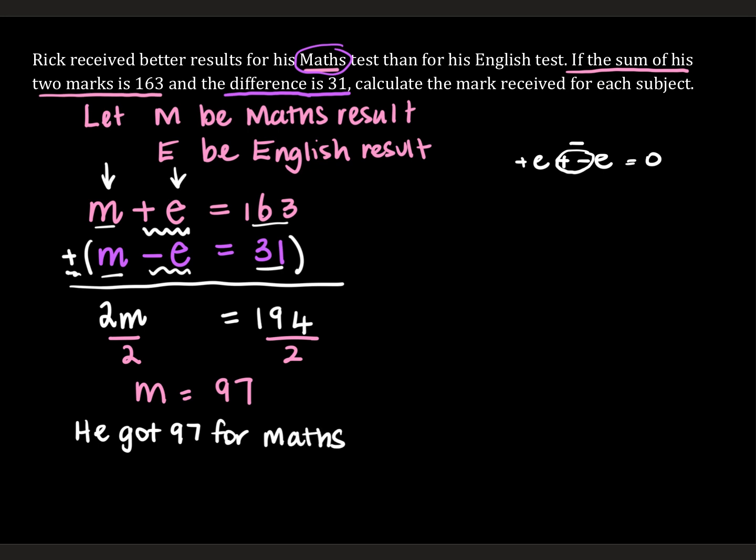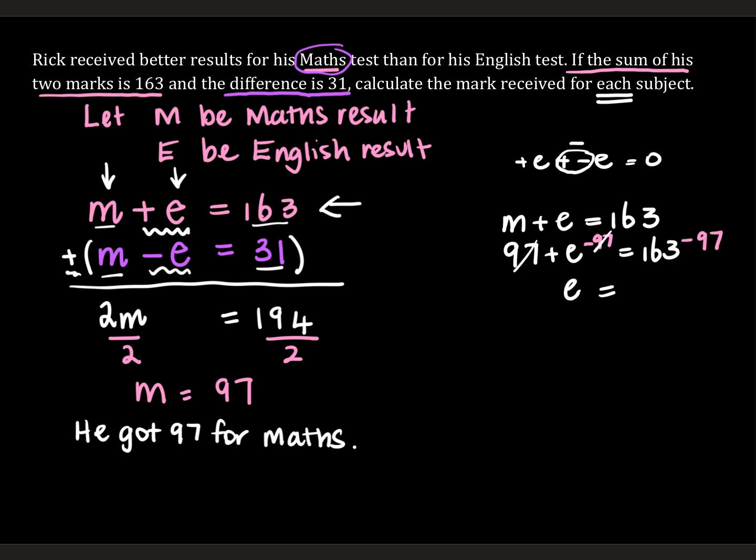Have I answered the question yet? No. Calculate the mark he received for each subject. I need to find out English. So let's put that into this one. m plus e equals 163. I know what he got for m. For maths, he got 97. What am I going to do next? Take away 97 from both sides. That will leave me with e equals 163, take away 97, which is 66. He got 97 for maths and 66 for English.